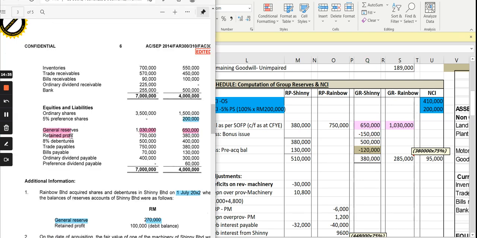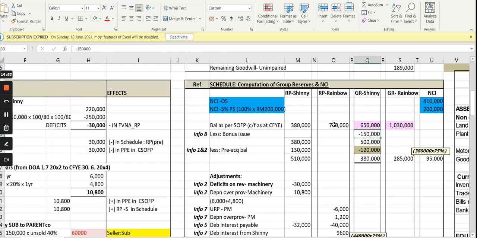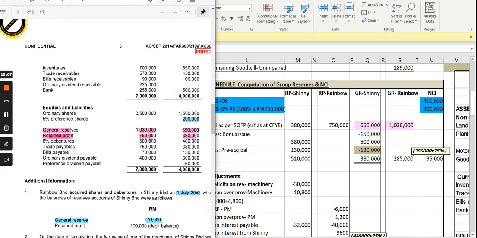Next is the retained profit. You have the figure here. This is for the subsidiary, for the parent, and this is for the subsidiary. So this is the group retained profit beginning, the balance before adjustment. So you can put here, the group retained profit is 750,000. The retained profit of the subsidiary Shini is 380,000. Where you get it here.